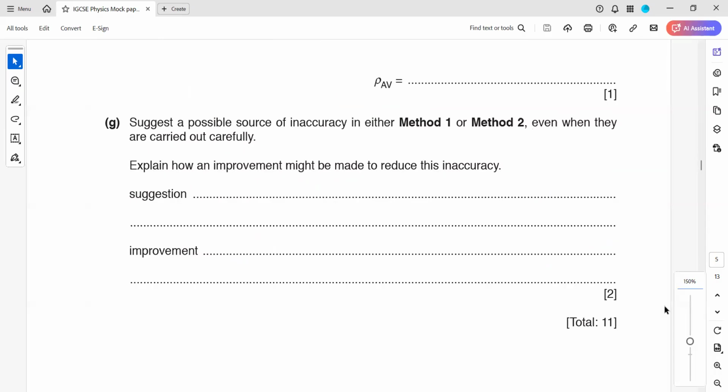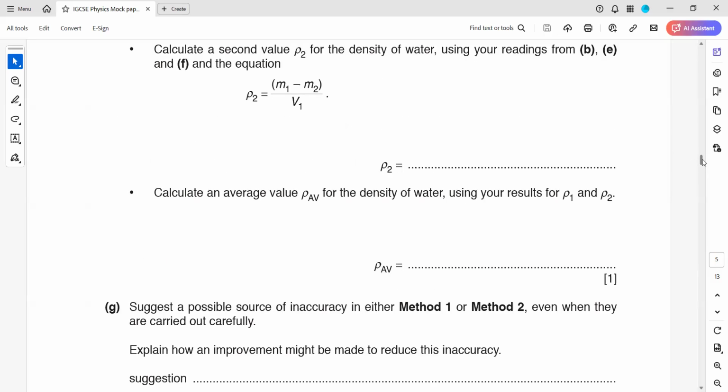Now, for the 2 methods, suggest a possible source of inaccuracy in either method 1 or method 2 and explain how an improvement might be made to reduce inaccuracy. So you wrote rocks in method 1 had pores. Yes, that's right. I will explain the 2 methods, what we did in the first method and what is done in the second method. Yes, Farzan, that was correct, your point. I will just scroll up.